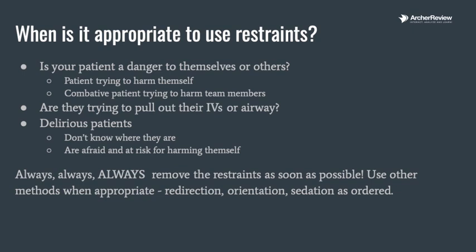Second question, are they trying to pull out their IVs, their airway, any drains, any other equipment on them that's vital to their safety? This kind of goes back to the first question in a way because, for example, if the patient is intubated and has an ET tube, they're not able to breathe on their own, but they're trying to pull out that breathing tube. Well, if they pull it out and we lose that airway, that patient could code. That patient could actually die because we don't have a way to ventilate them.